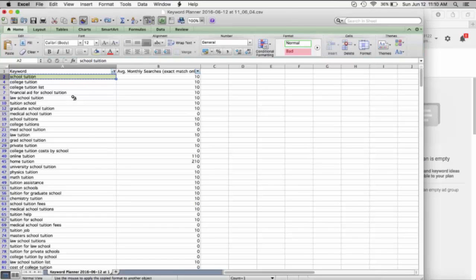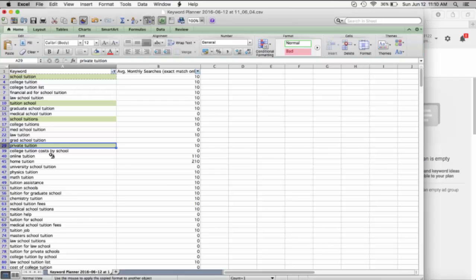Okay. Then law school tuition. It is related to law, so it is not needed. School tuition, yes. Graduate school tuition, no, because our benchmark is till 10th standard. Medical school tuition, nope. School tuitions, yes. College tuitions, no. Law tuition, grad school tuition, no. Private tuition, guys, could you pick it? It's semi-intent driven, right? So yes, we could pick this one.